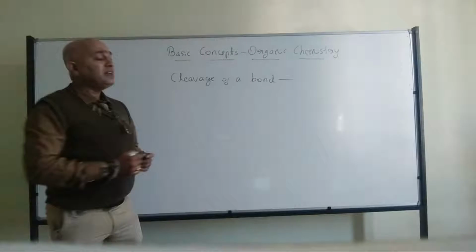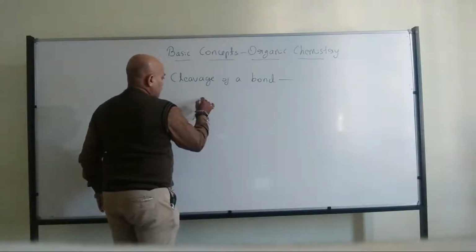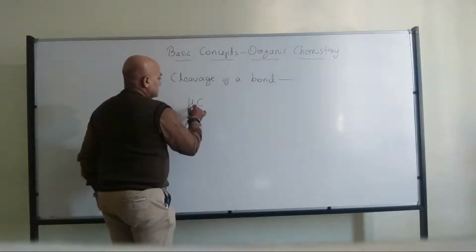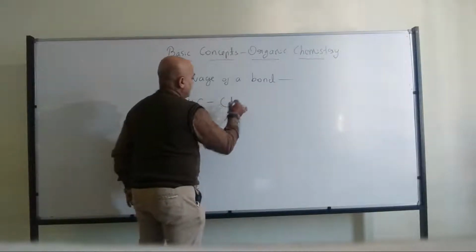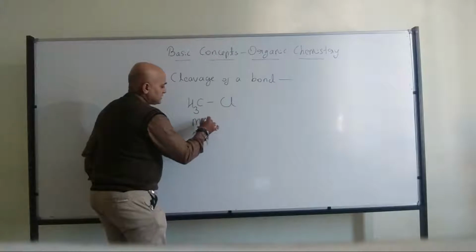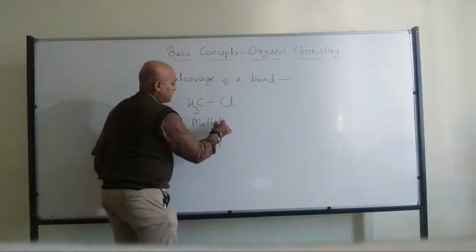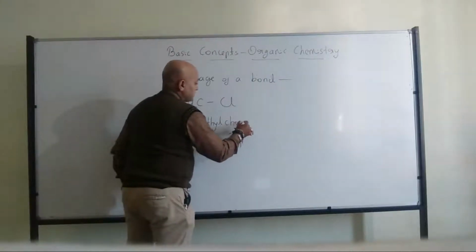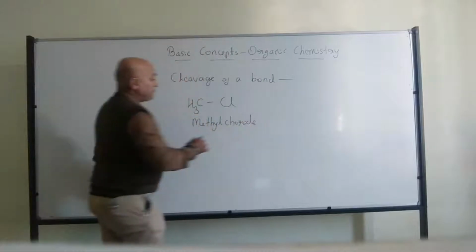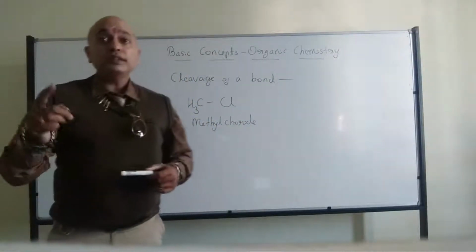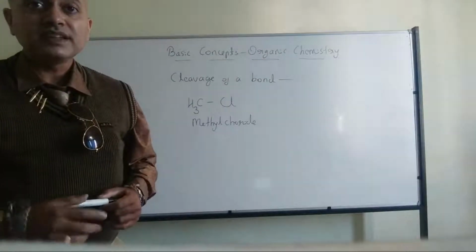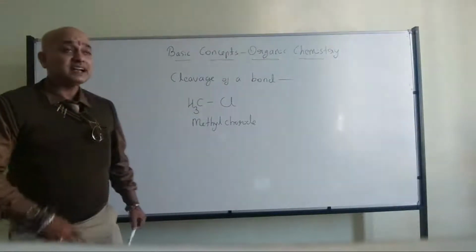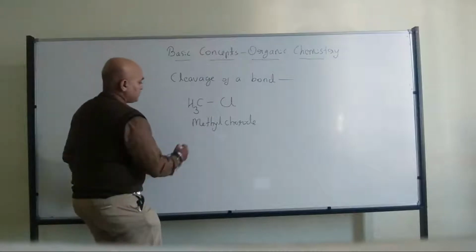Now, for example, I have a molecule CH3Cl. I will call it methyl chloride. This molecule is nothing but methyl chloride. Now you might be telling, sir, chlorine we should use as a prefix, but you are using it as a suffix. This is a general name. We can call it chloromethane, no doubt.